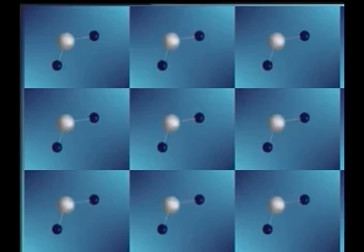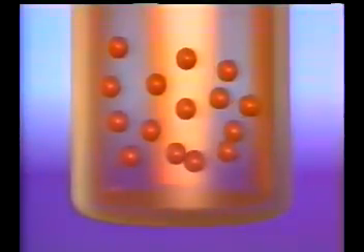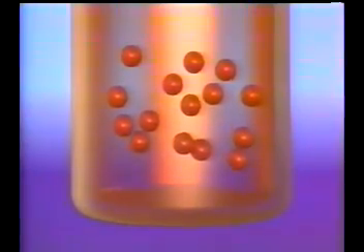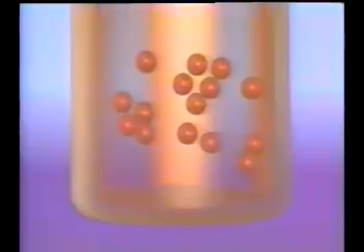Temperature tells us how fast atoms and molecules move around. The higher the temperature, the faster the motion. The lower the temperature, the slower the motion. The thermometer is commonly used to measure temperature.